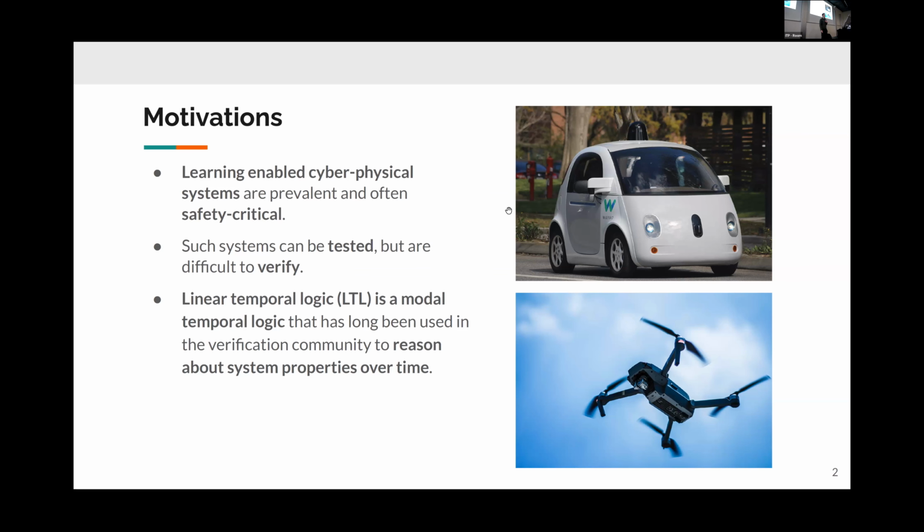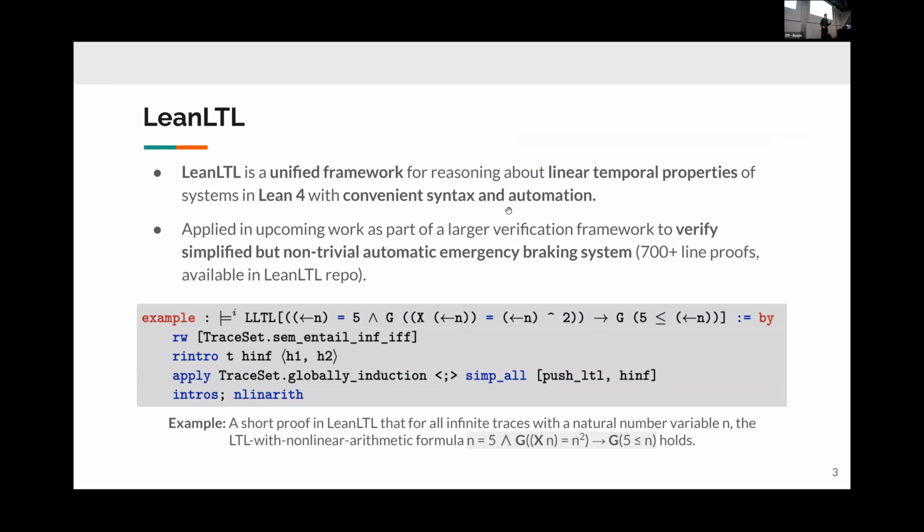One approach that our group has been looking at is compositional verification of these systems. And when you're trying to verify these properties, a nice way to express them and reason about them is through temporal logic, or linear temporal logic in this case, which makes it really easy to reason about system properties over time. So LeanLTL is a framework for just that, for reasoning about linear temporal properties of systems in Lean 4 with convenient syntax and automation.